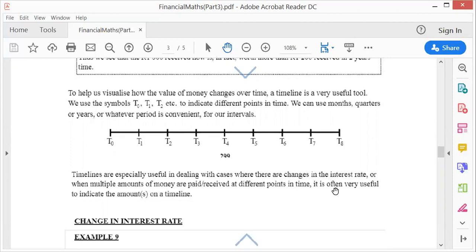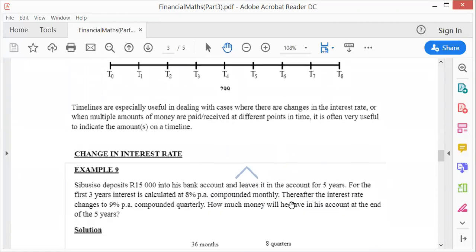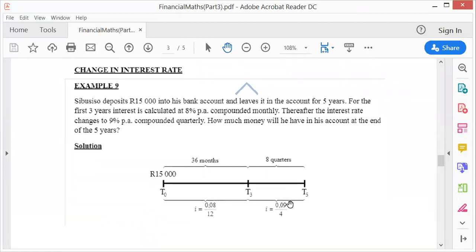Now, timelines are especially useful in dealing with cases where there are changes in the interest rate, because somewhere along the line, you can change the interest rate. Or when multiple amounts of money are paid or received at different points of time. So sometimes after 2 years, you can put more money into your investment, or you can withdraw money. Then how will it affect your final amount? So it's good to do it on a timeline. Let's do our first example. Change in interest rate. Let's do a timeline where the interest rate will change over the period.